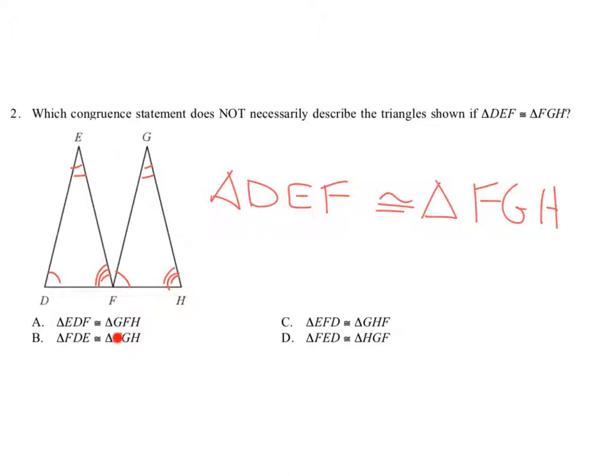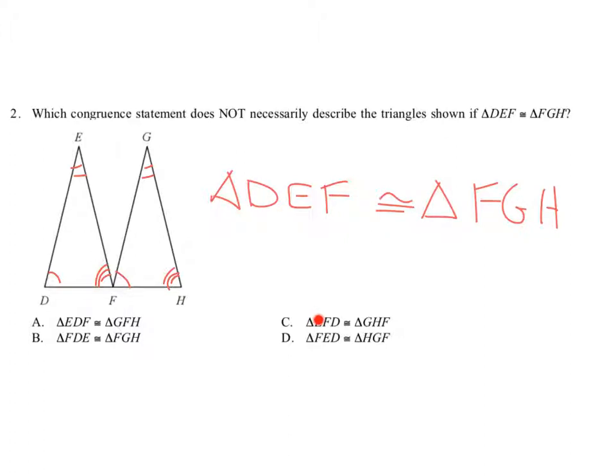F matches with F. That's not true. F does not match with F. D matches with G. Nope. E matches with H. Nope. So we're looking at B as the one that does not necessarily fit. Let's check the rest of them though.